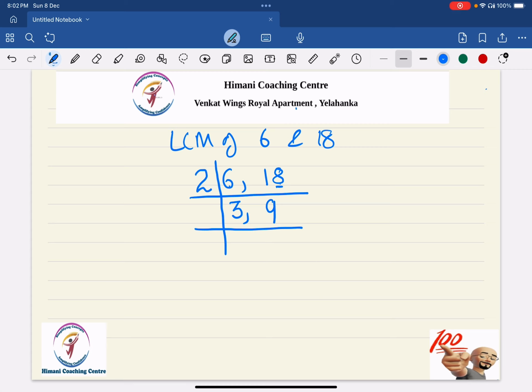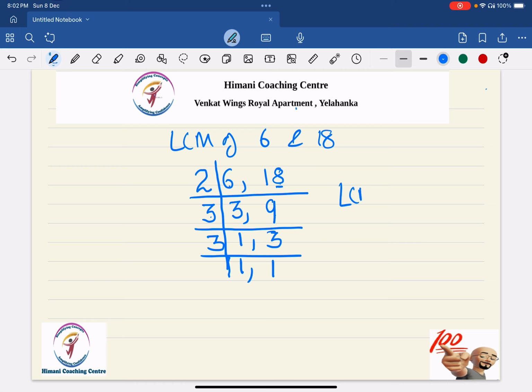Now 3 and 9, both of them are divisible by 3. And remember, kids, we do only prime factorization. So now 3 divided by itself will give us 1, while 9 divided by 3 gives us 3. Then just take 3. 1 is not divisible, just write 1, but 3 is divisible, write 3 divided by 3. And now we have got the LCM of 6 and 18.